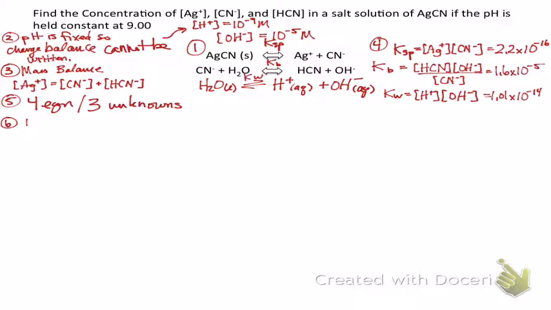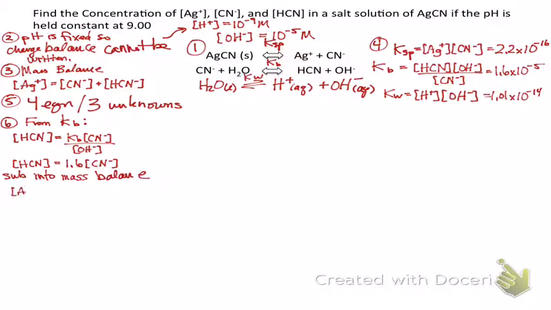All right, so in step 6, we're talking about rearranging some equations. So we're going to start here in my scenario with Kb. And I'm going to set this equal to [HCN] over [CN-]. And then I'm going to place my Kb in there, which you'll notice is 1.6 times 10^-5. And then my hydroxide concentration, as it turns out, is known also, and that's 10^-5. So the exponents on those completely cancel out, and I'm left with 1.6. Then I'm going to sub this into the mass balance equation.